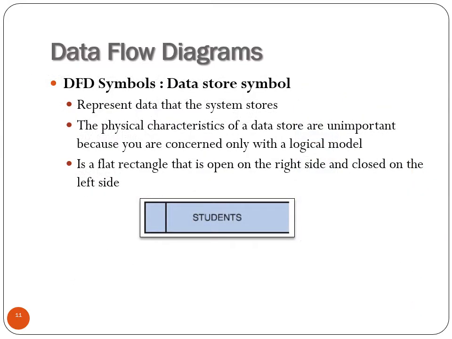The third basic symbol of the DFD is the data store symbol. It is used in the DFD to represent data that the system stores. The physical characteristics of a data store are unimportant because you are concerned only with a logical model. This part we will do during the design phase when you design the database. This symbol is a flat rectangle that is open on the right side and closed on the left side. Look at the example.